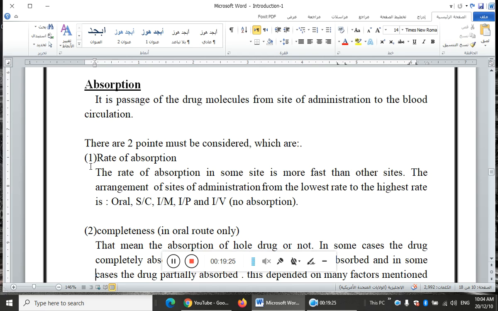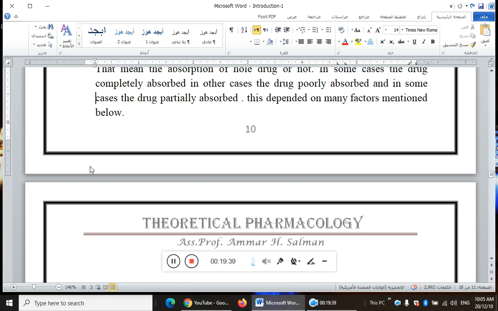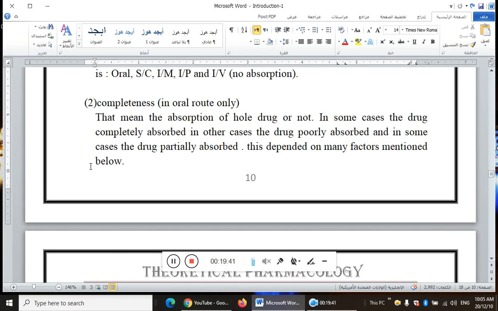Really, there is no absorption in the IV route because the drug enters the blood circulation directly. The second point is completeness. We will find it in the oral route only. That means absorption of the whole drug or not.